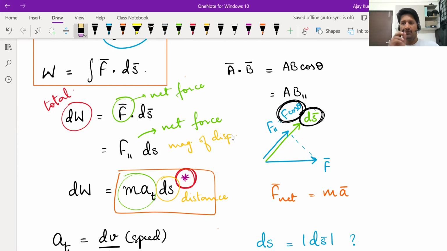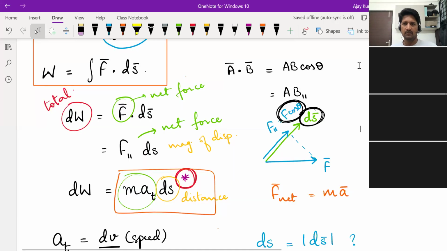And if you consider the net tangential, just a moment, it got disconnected for some reason. Are you all able to see my screen? Yes, sir. Okay.